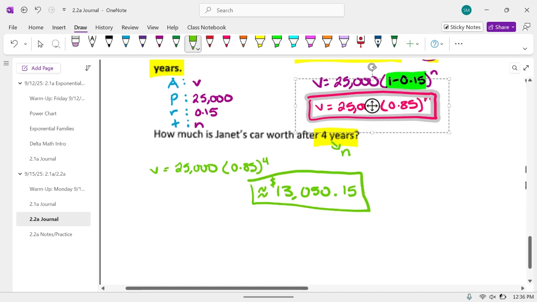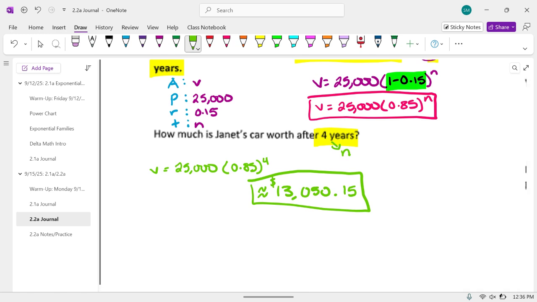And remember, whenever we are rounding anything, make sure you put your approximate sign, so that little squiggle equal sign. It means that that's not the exact, but that's approximately what it is. All right.